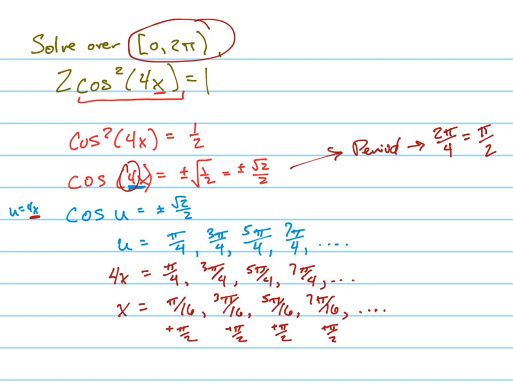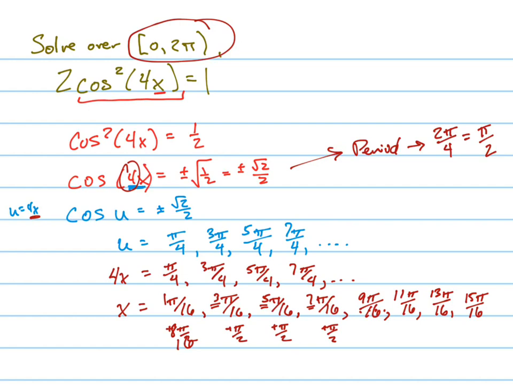And what, of course, is pi over 2 the same as? 8 pi over 16. Right, so I'm adding 8 pi over 16. So this also equals, add 8 to 1, and you get what? 9 pi over 16. Add 8 to 3, and you get what? 11 pi over 16. Add 8 to 5, you get 13 pi over 16. Add 8 to 7, you get 15 pi over 16.